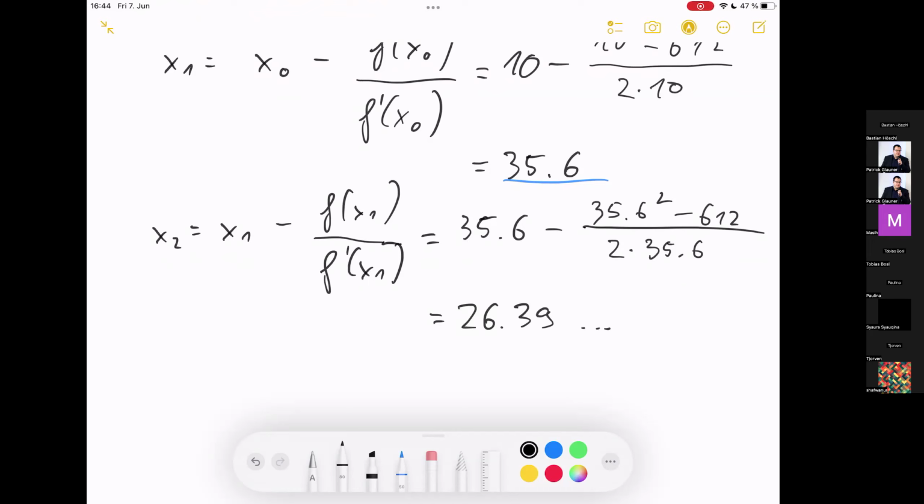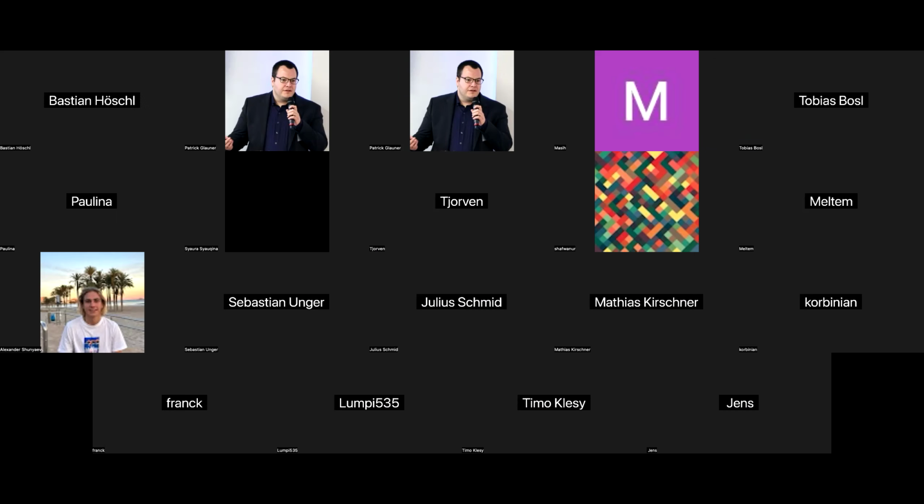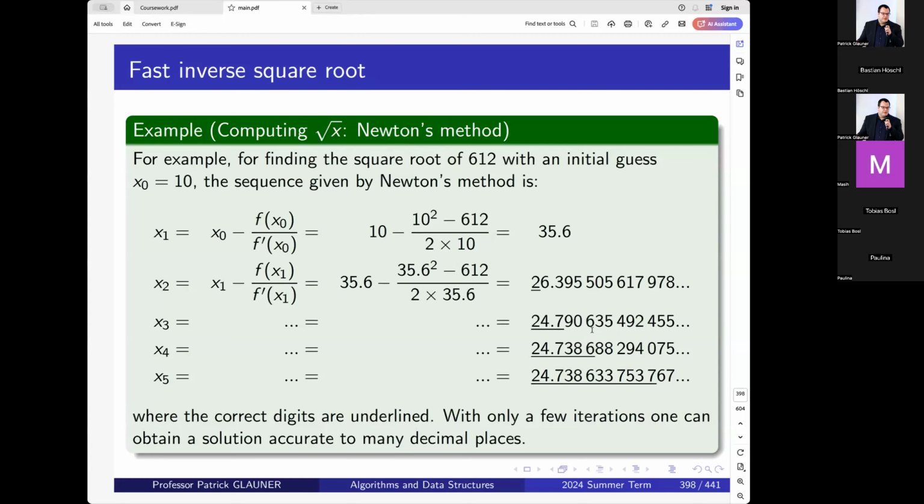very good approximation of the square root of 612. And this is something I have formatted very well in the slides, and it's this one here. So we have just done this for x1 and x2. And we keep doing this for x3, x4, x5, and we see we converge very quickly.